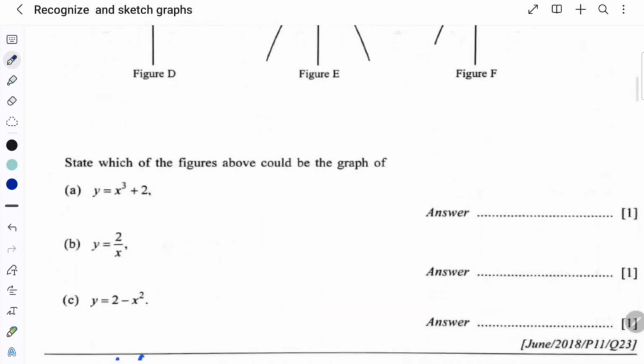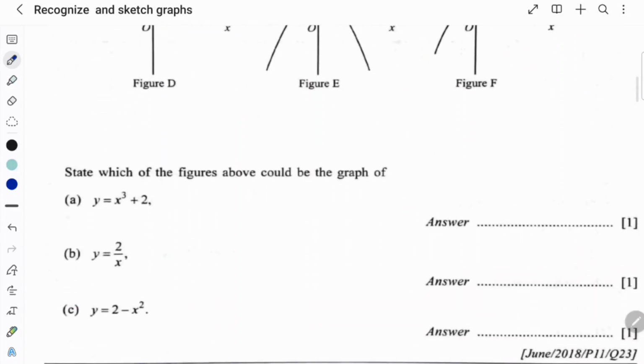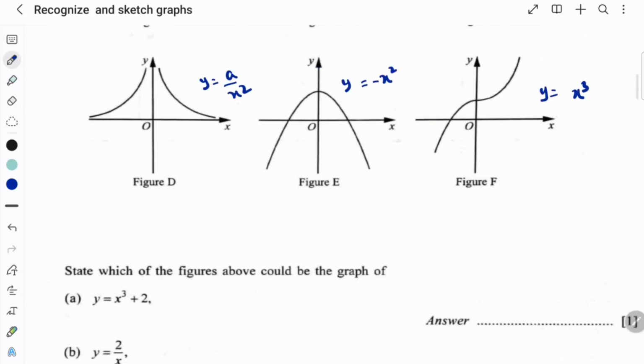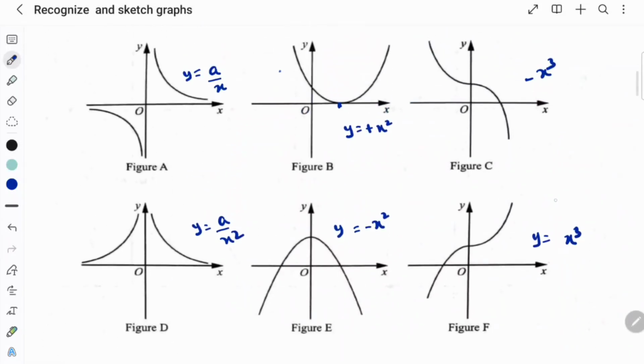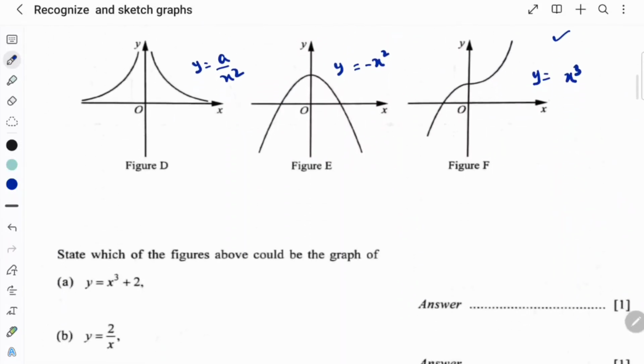Compare the parts. State which of the figures above could be the graph of x cube plus 2. A cubic equation, and it is positive cubic. So just see, the positive cubic is this one. It's a very easy question. So F will be the answer for this part.